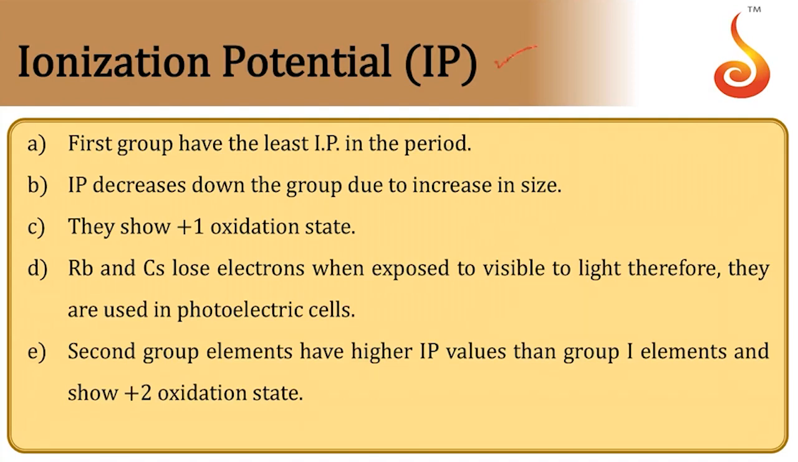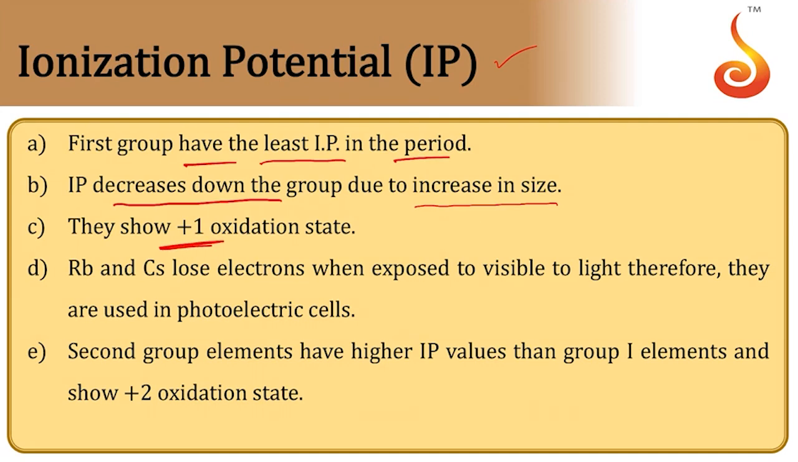Then coming to the property ionization potential. The first group elements have the least ionization potential in that particular period. That is because of the largest atomic size in that period. So first group elements have the least value. And ionization potential decreases down the group. That is because of the increase in the atomic size down the group.